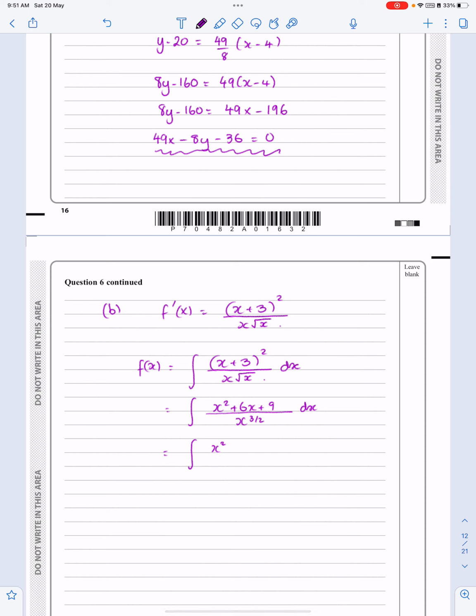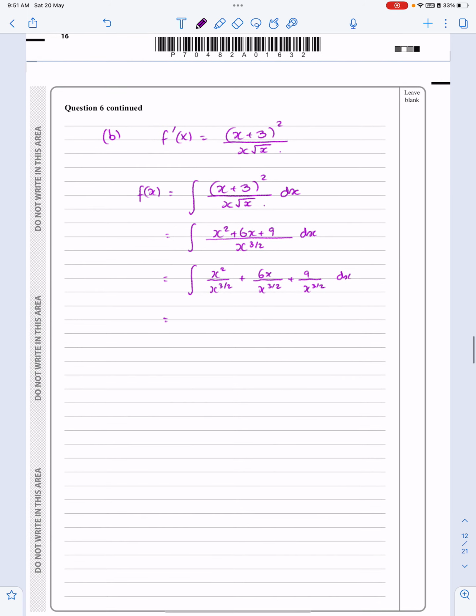If you want to do it slowly, you can do each bit separately as divided by x to the 3 over 2. There'll be a lot more confident mathematicians here, though, that just do it all and miss that last step out. But x to the 2 divided by x to the 3 over 2, take away the powers, so we're going to get x to the half. Same thing with the next one, we're going to get 6x to the minus a half.